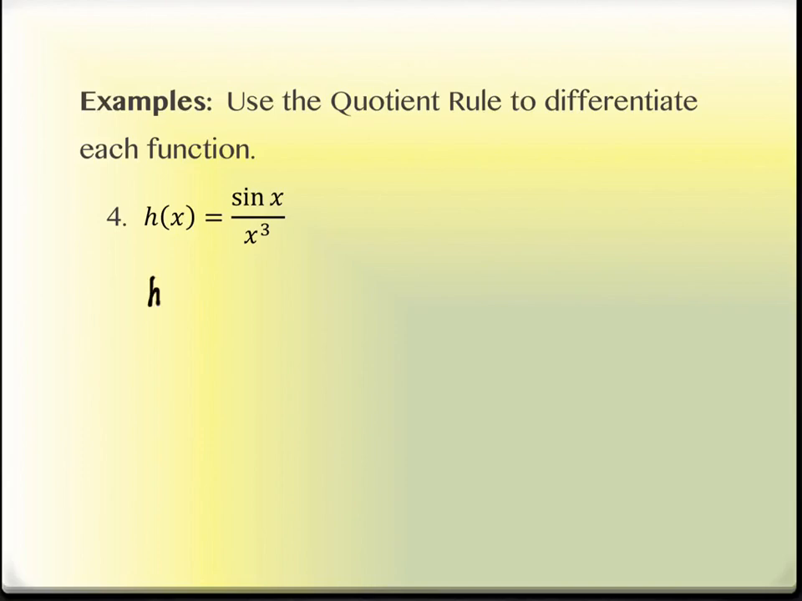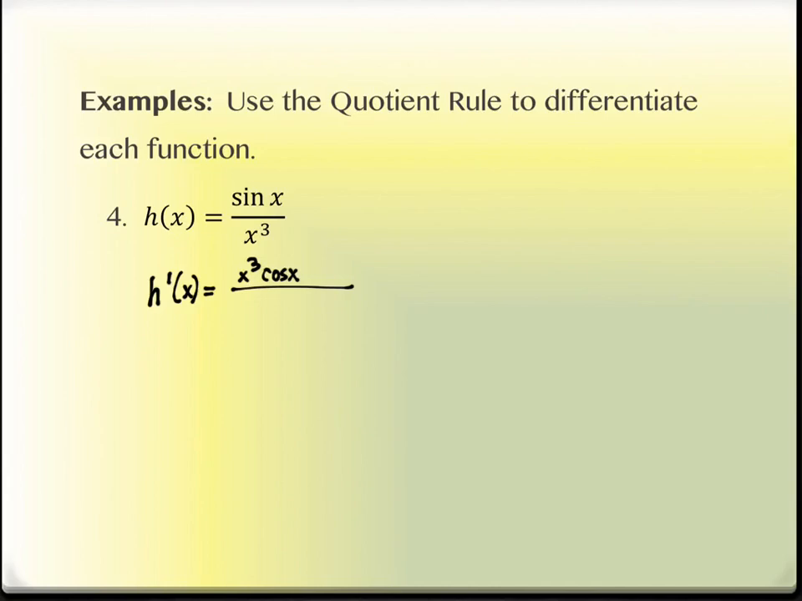So we're going to do h prime of x. And how will we begin? With the denominator. The denominator is x cubed. Good place to start. Then what? The derivative of the numerator. Yeah, so what's the derivative of sine of x? Cosine of x. Very good. What's next?